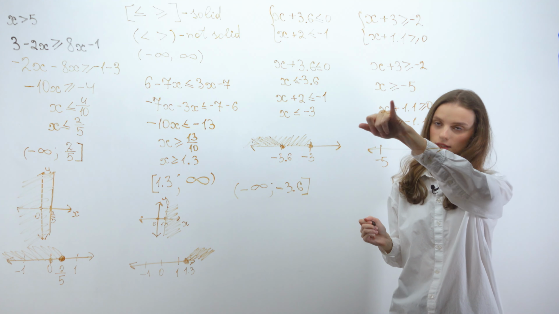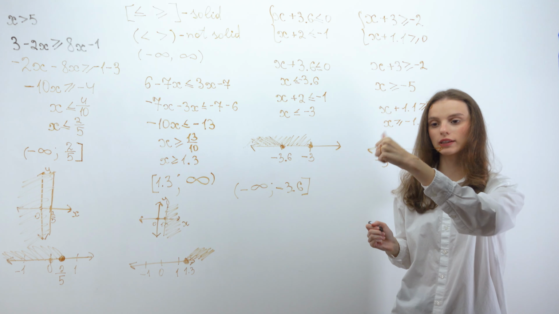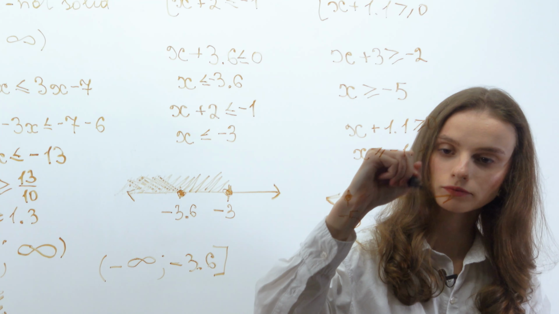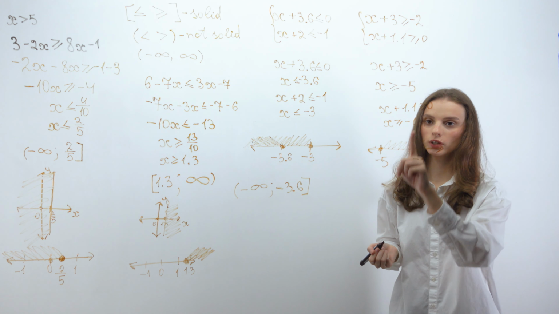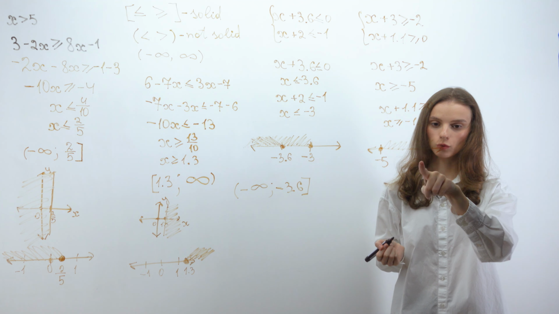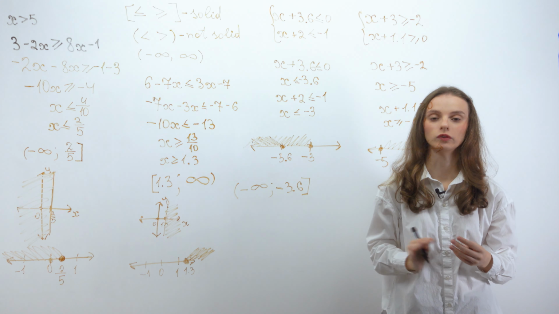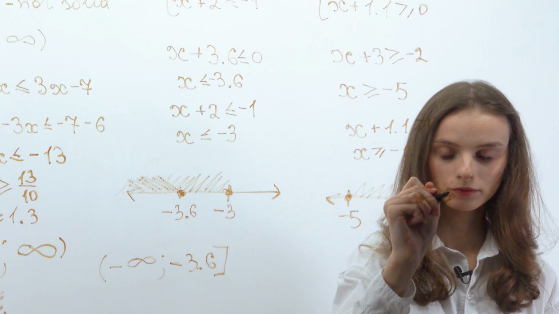Okay, let's solve this one. Any number greater than or equal to negative 5. That will be a solid dot. And greater, we are going to the right. That's for the first inequality, and for the second inequality, any number greater than negative 1.1. So negative 1.1 is also going to be solid. And which direction are we moving? Left or right? We're moving to the right because any number greater than.